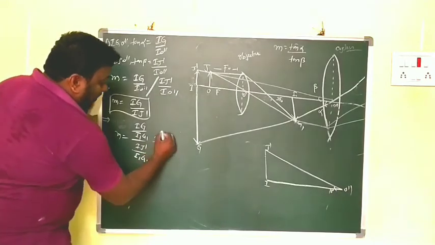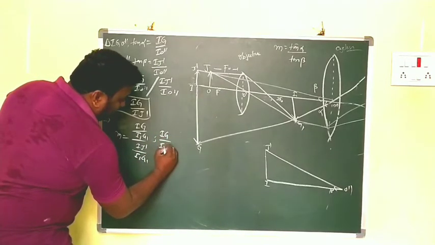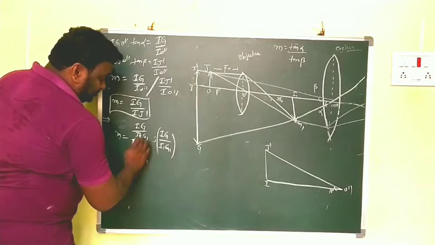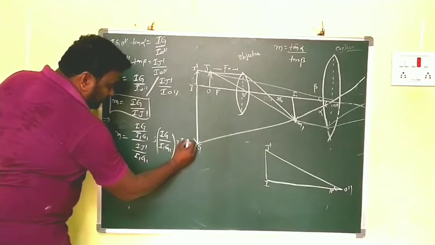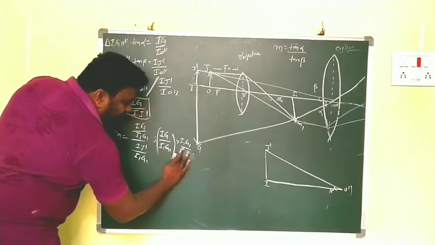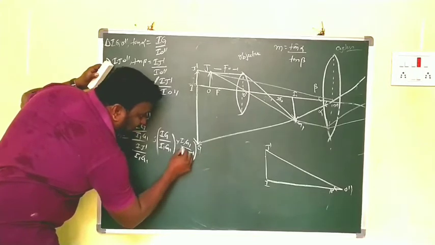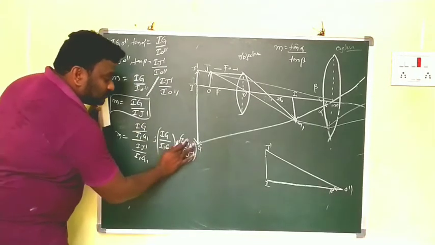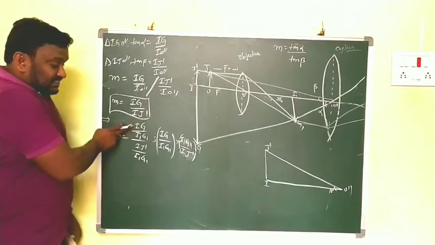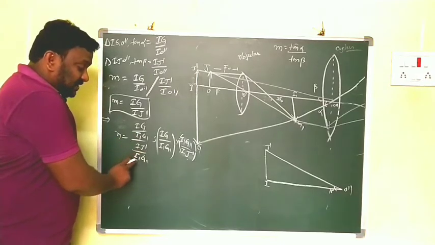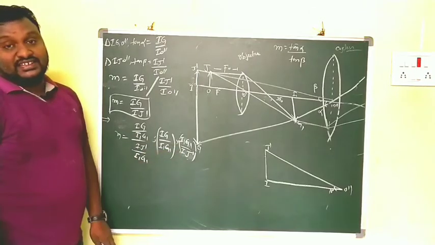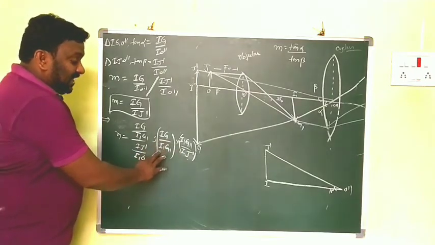I Z by I1 G1 into I1 G1 by I J dash. Clear, children? I Z by I1 G1 divided by I J dash by I1 G1. Then what you get: I Z by I1 G1 into I1 G1 by I J dash.